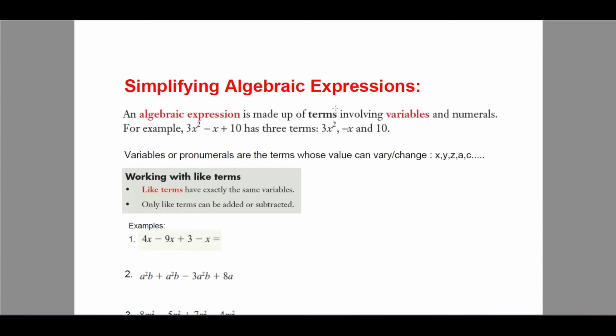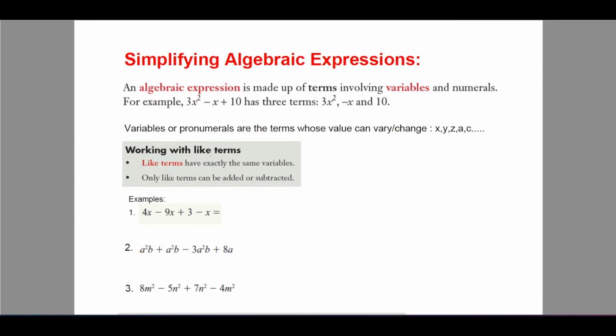So let's just take a look. An algebraic expression is made up of terms involving variables and numerals. So for example, this 4x, that's a variable. Numerals are basically like constants, right? So for example, 3x squared minus x plus 10 has three terms. So these are called terms. 3x squared, minus x and 10 are called terms. Variables or pronumerals are the terms whose value can vary or change. So that's why they're called variables, because they can vary, of course. So you have x, y, and so on.